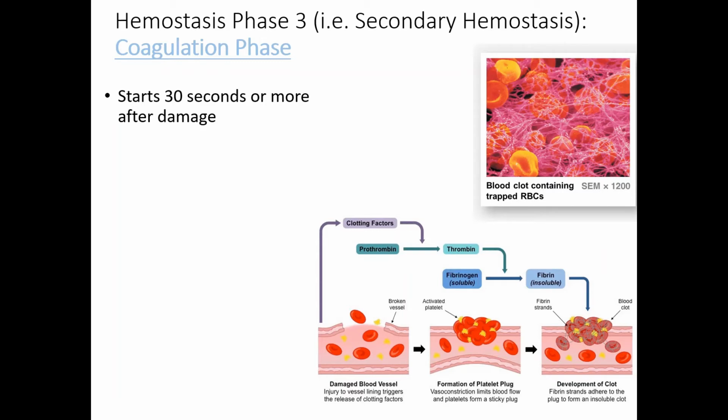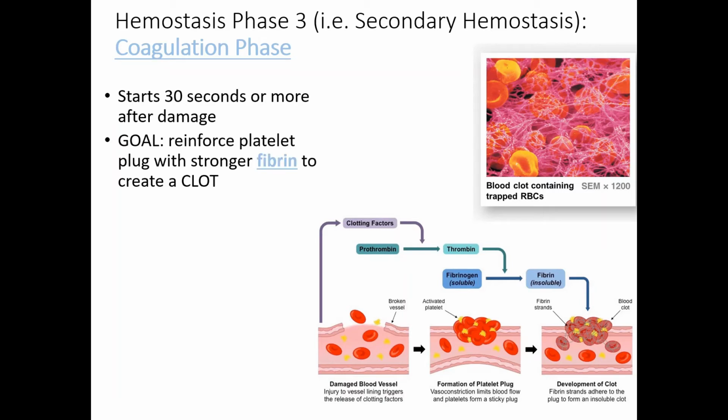So again, this isn't step 1, step 2, step 3. This is all happening simultaneously. But in order for the coagulation phase to proceed, we need the vascular spasm and the platelet plug to begin. So the goal of the coagulation phase is essentially to solidify that platelet plug. We want a true scab. We don't want the platelet plug to be the permanent solution to this injury.